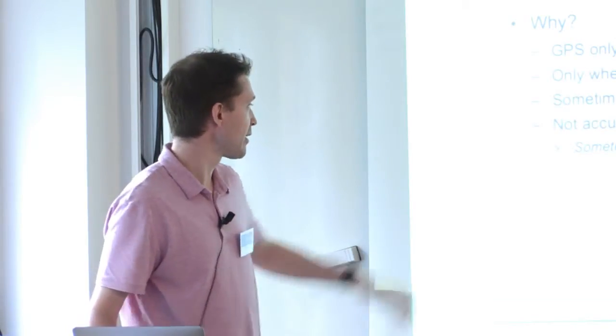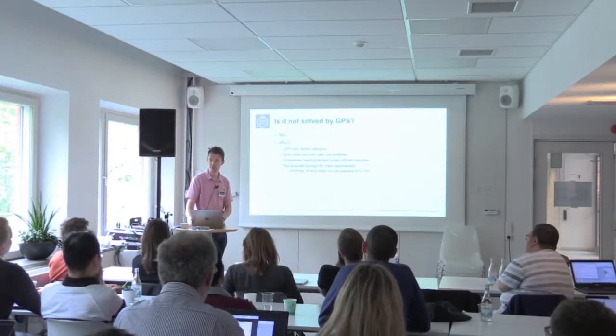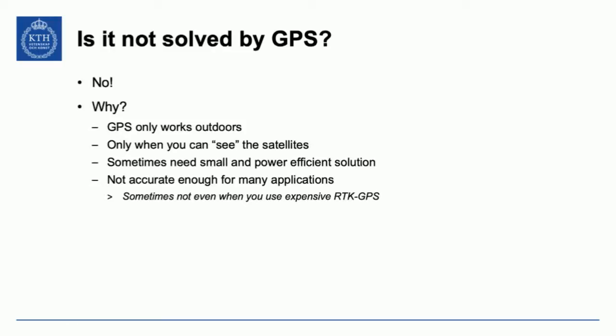Yeah, and there are cases, if you're outdoors, if you do agricultural robotics, you might afford to put an RTK GPS on your system, and then you can get down to centimeter precision. But it's going to be quite expensive and a bit bulky if you're building a small system.